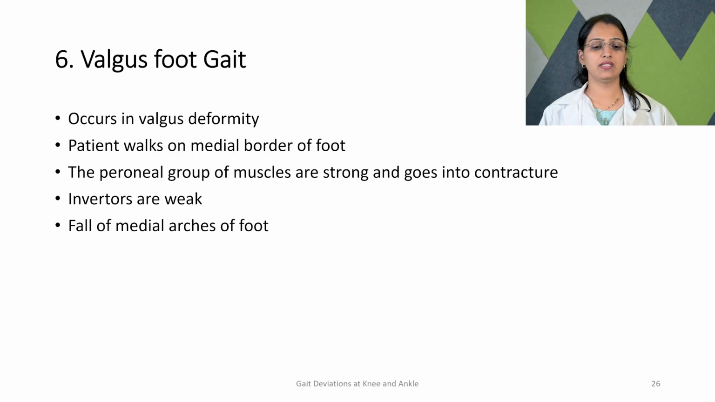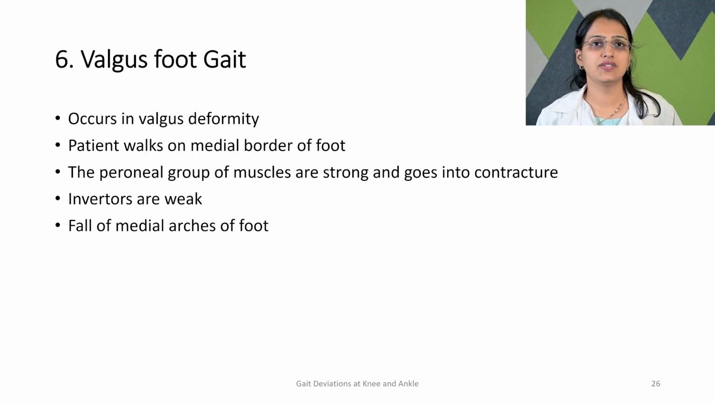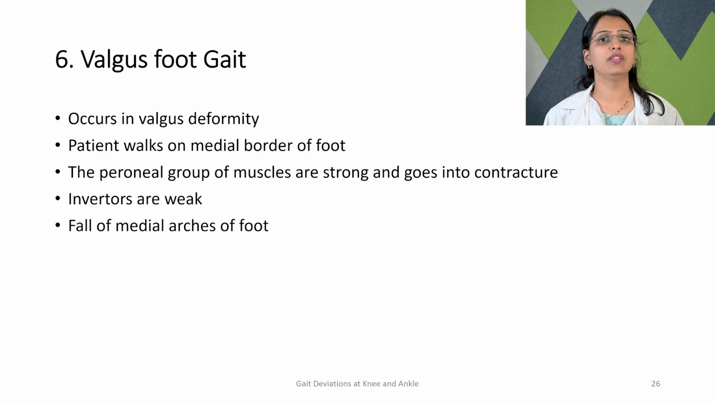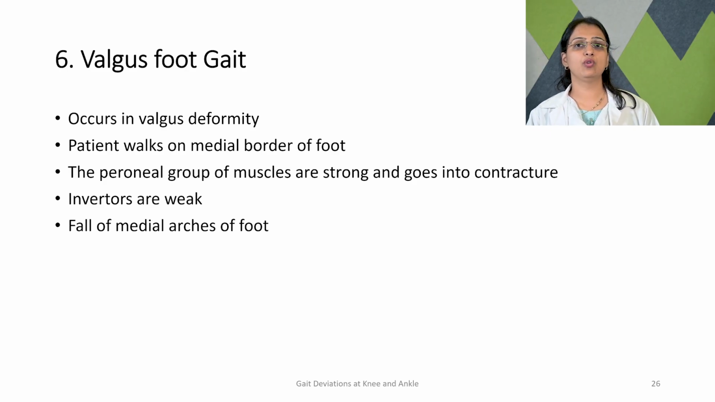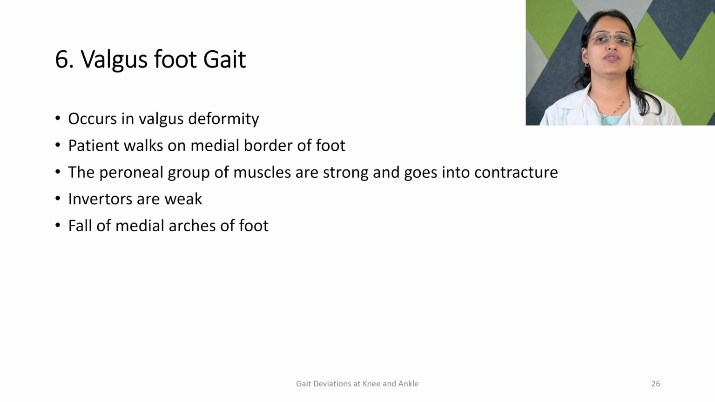So next one is a valgus foot gait. Usually it occurs in the valgus deformity of foot, of the knees. So here patient tries to walk on the medial side of the foot. Okay. Here the peroneal group of muscles are very strong. Okay. And this group of muscle goes into contracture. The inverters are weak and the medial arches of foot are falling down.